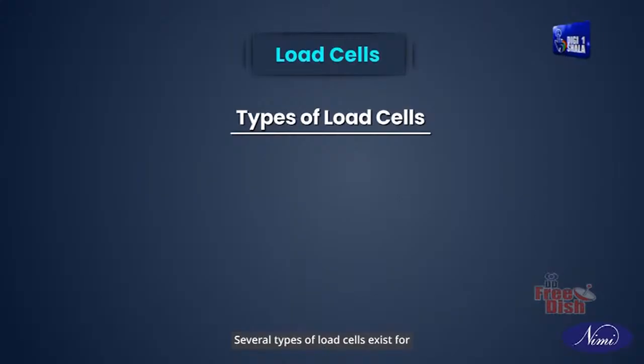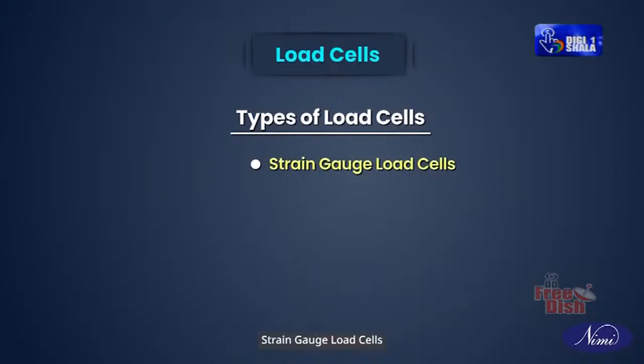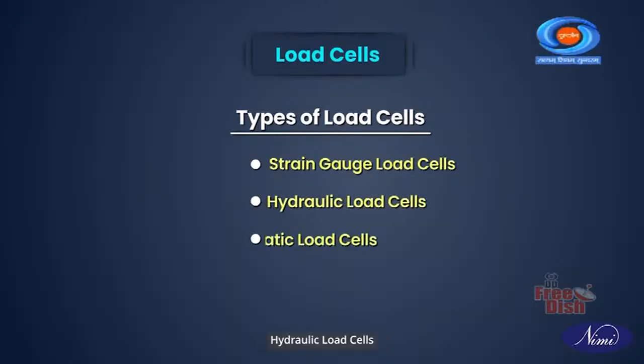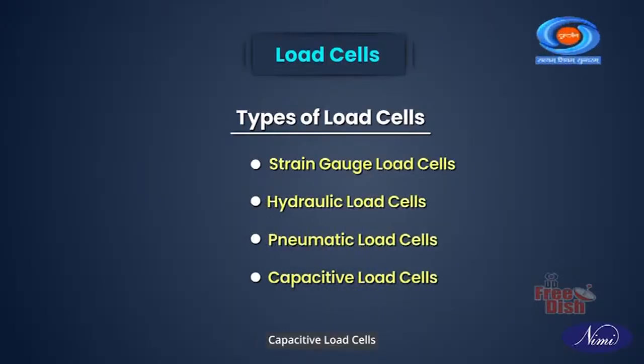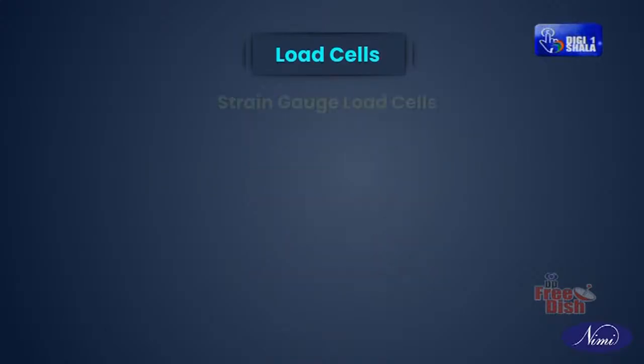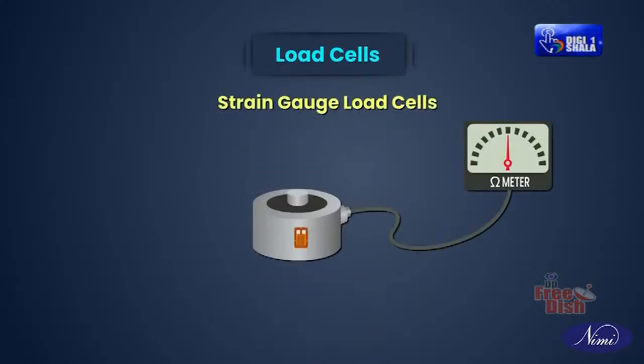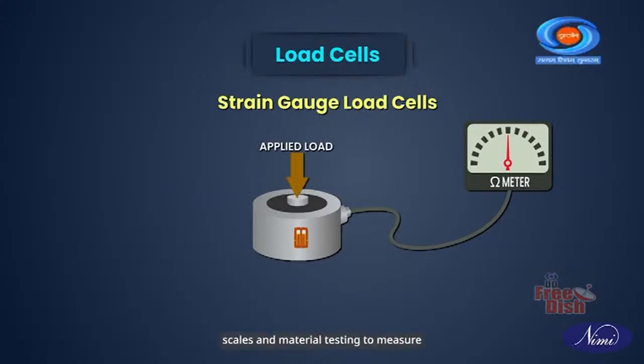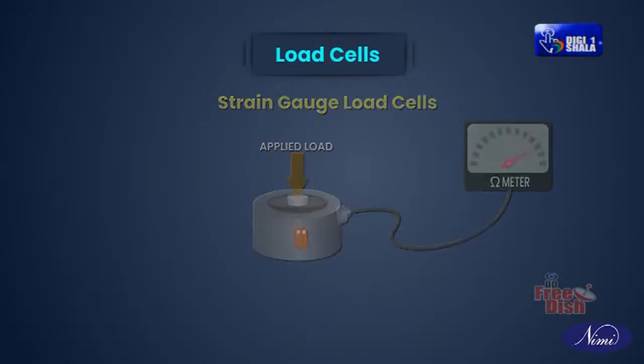Several types of load cells exist for varying applications. They are strain gauge load cells, hydraulic load cells, pneumatic load cells, and capacitive load cells. Strain gauge load cells. These are used in scales and material testing to measure weight by sensing how materials bend or stretch.